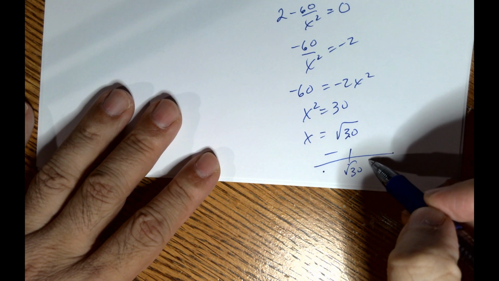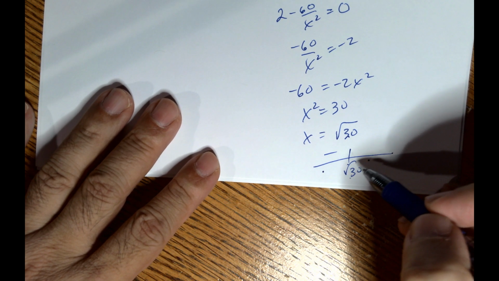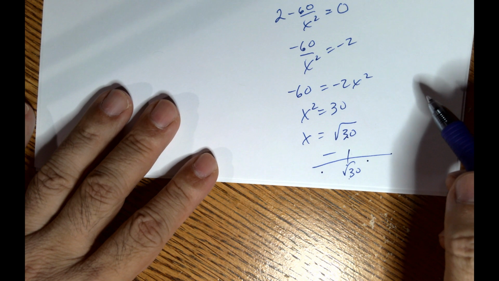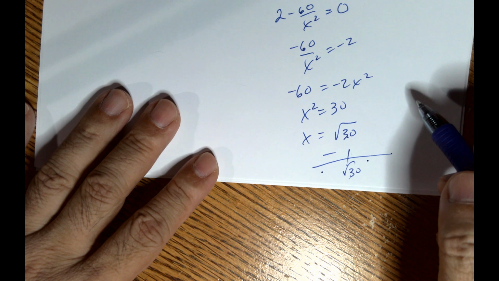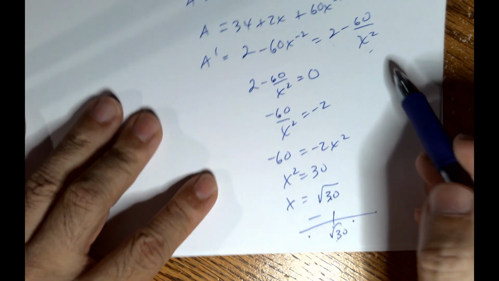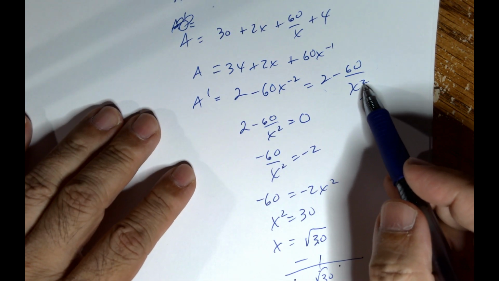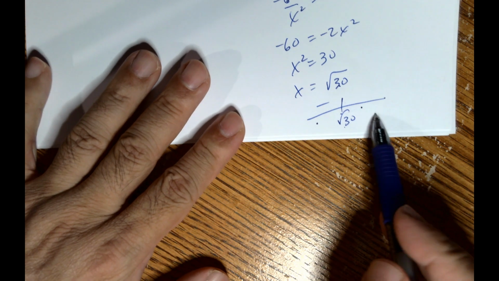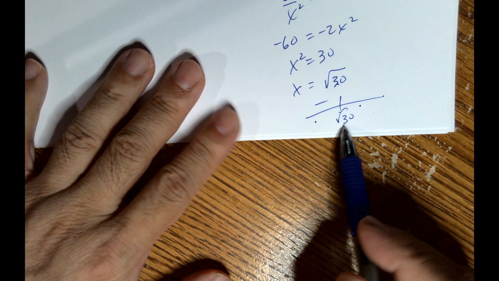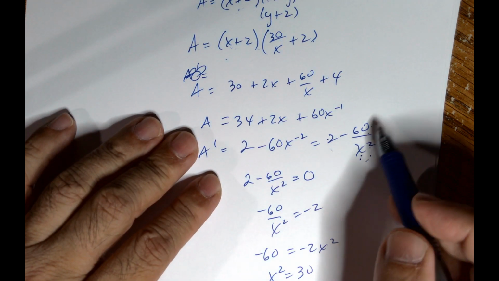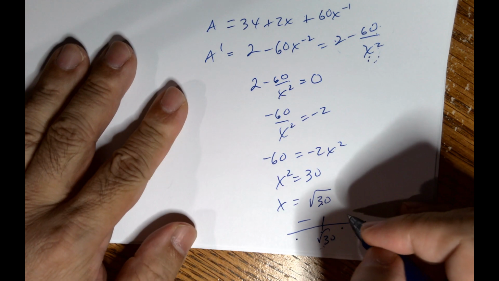Plug in a number bigger than square root of 30. Square root of 30 is about 5 point something. So it's less than 6. Let's plug in, what do we want to plug in? How about square root of 60? Do you know why I thought of square root of 60? Because if I square it, it would be 60 over 60, it'd be 1. And square root of 60 is definitely bigger than square root of 30, right? So if I plug in square root of 60, I get 60 over 60, which is 1. 2 minus 1 is positive 1, so it's positive.